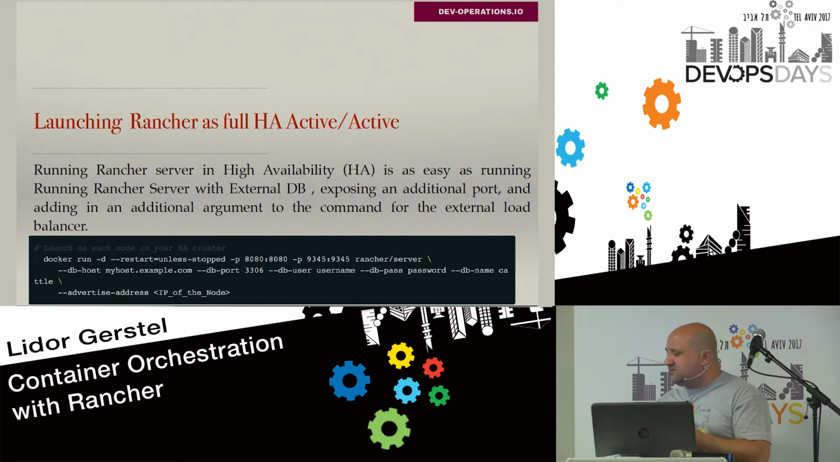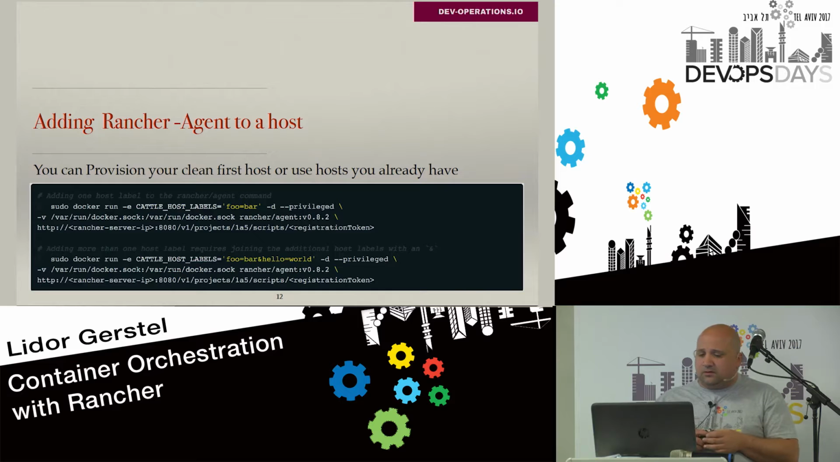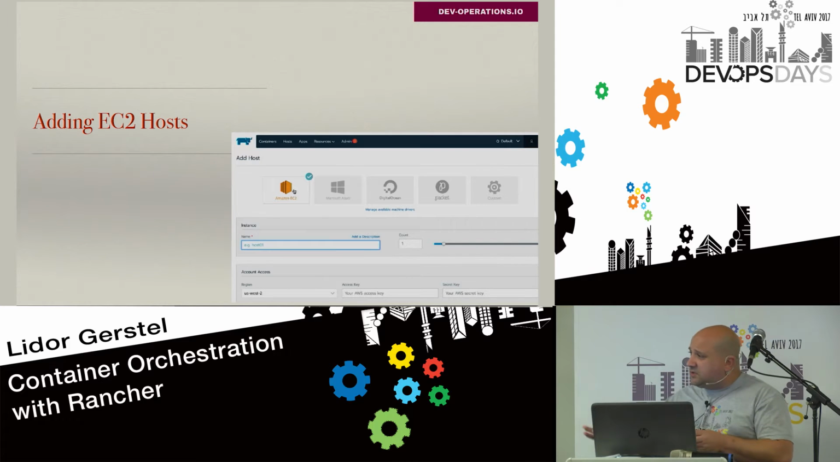We also need a database, of course, for that. We can add a Rancher agent to a host. Okay, if we already have a host, a Kubernetes host in our organization or Mesos, we can add agents that will speak with the Rancher server that you installed. We can add EC2 hosts and provision them with one click.